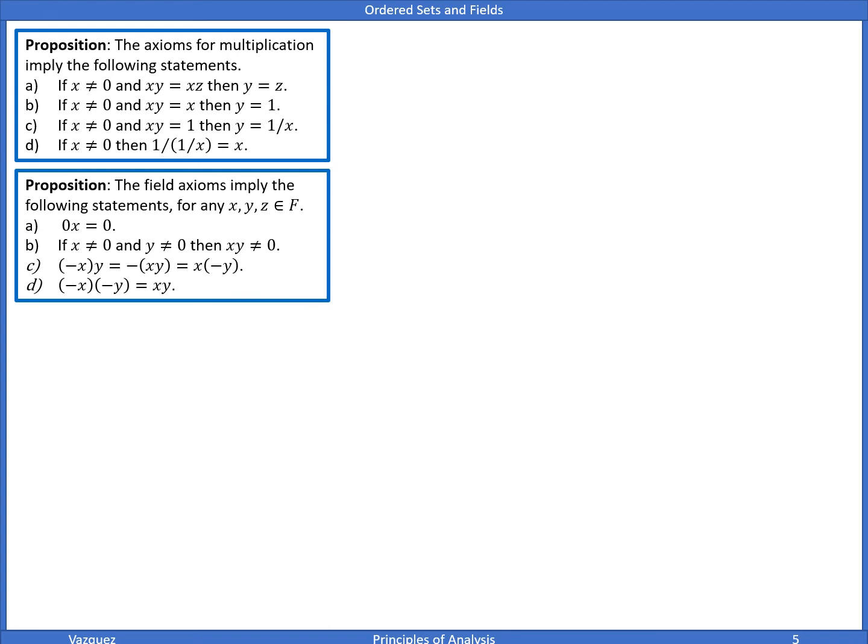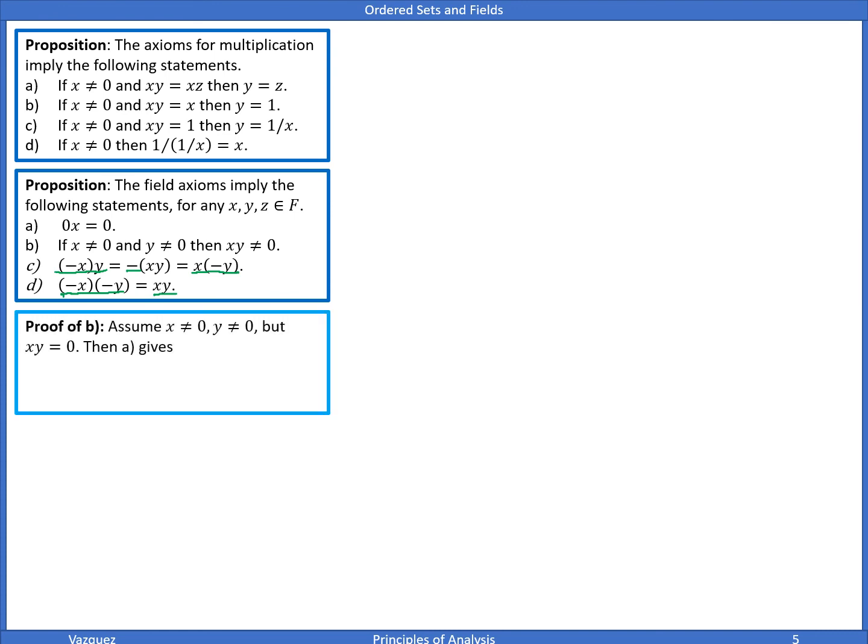But we also have these propositions. And the field axioms imply the following statements. So 0 times x is equal to 0 for every x in F. If x isn't 0 and y isn't 0, then their product is not 0. Here you can think of it as taking out the negative and then sending it to the y. So negative x times y is the same thing as x times negative y. And finally, negative x times negative y is equal to x times y.